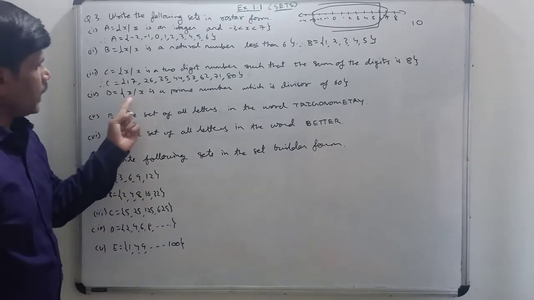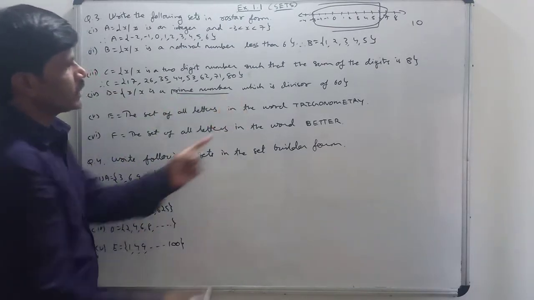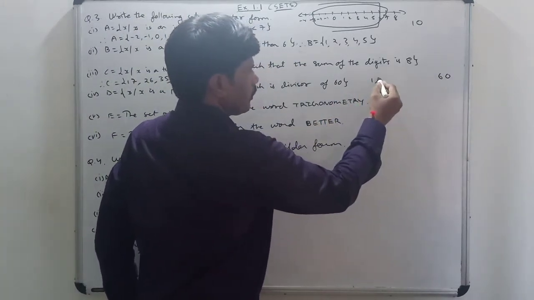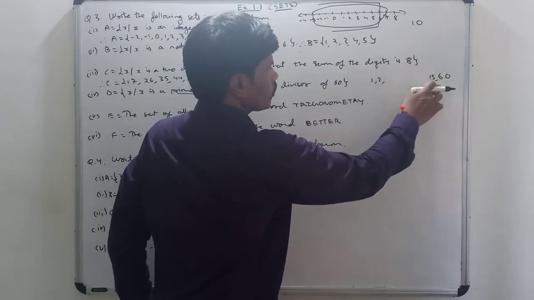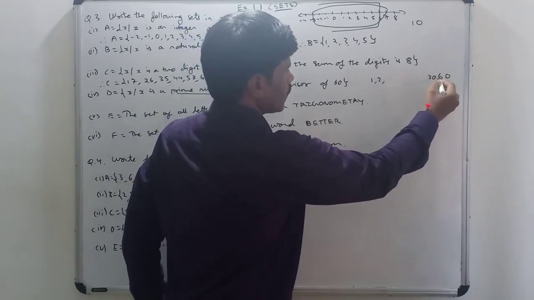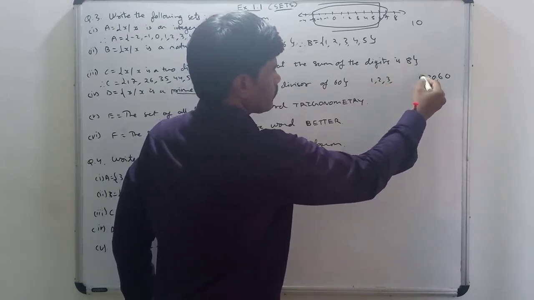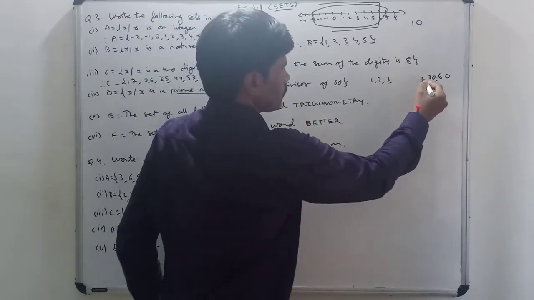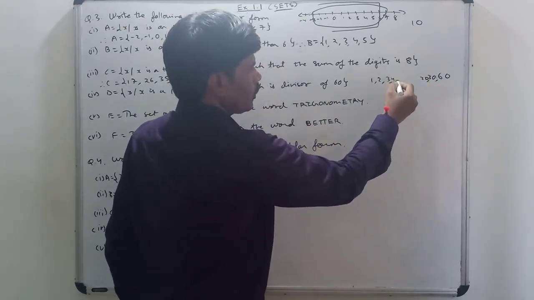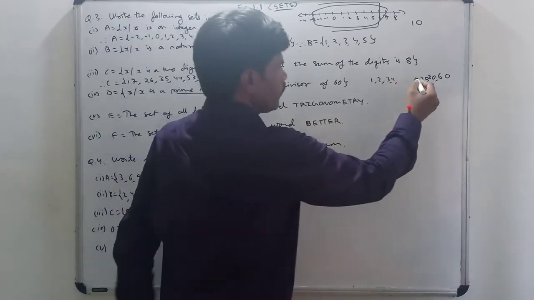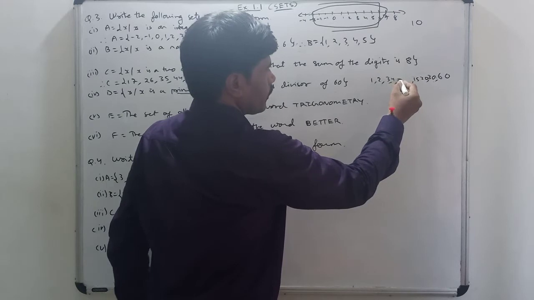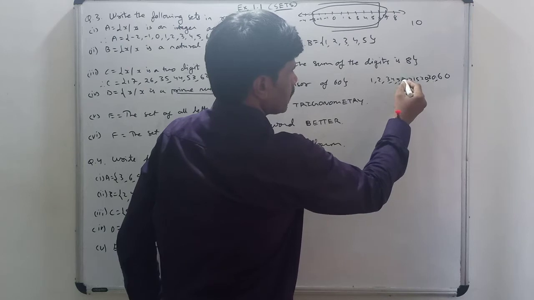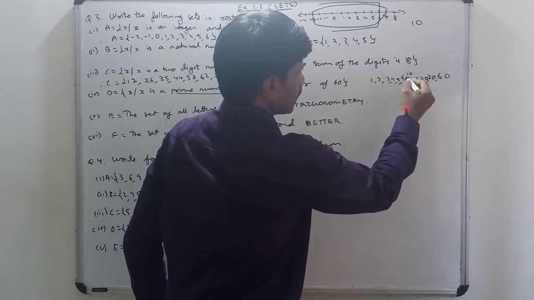Next, x such that x is a prime number which is a divisor of 60. So what are the divisors of 60? 1 and 60, 2 and 30, then 3 and 20, then 4 and 15, then 5 and 12, then 6 and 10. Here I am writing 6 and 10.